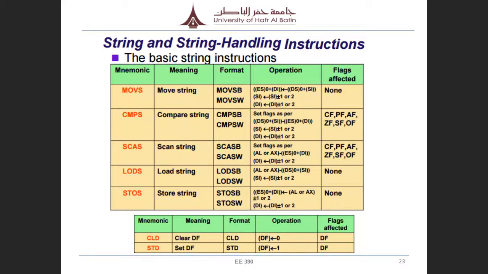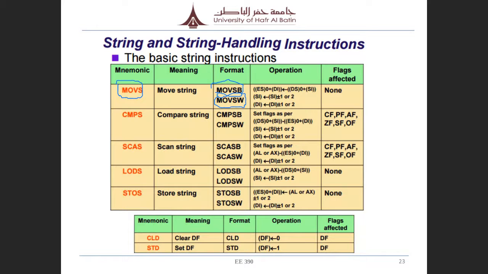So one of the instructions is called MOVS, move string. We know that MOV is for move, but the S at the end is for string. So the mnemonic is MOVS, move string, and we can write it in one of two ways: move string as a byte, B for byte, or move string as a word. In these two ways we can write it.